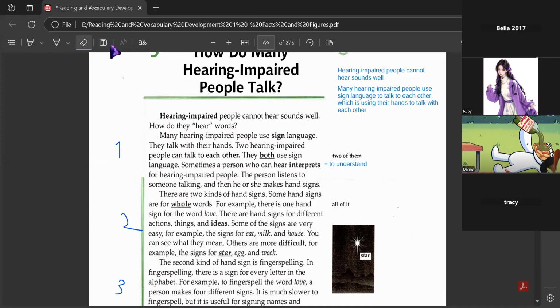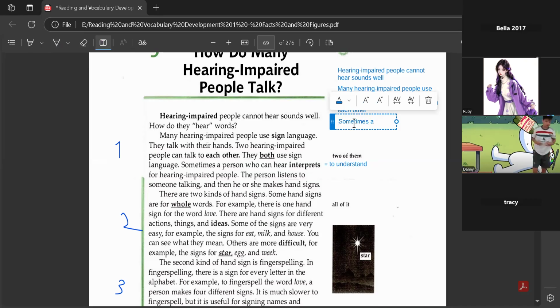Okay, so sometimes a person who can hear interprets for hearing impaired people. It means that sometimes a person who can hear understands for hearing impaired people. The person listens to someone talking and then he or she makes hand signs. These two sentences are just different. There is no link like A goes to B and B goes to C. Therefore, we're going to rewrite it.